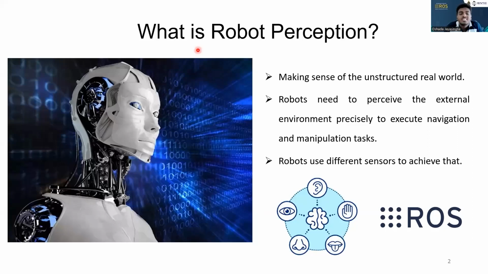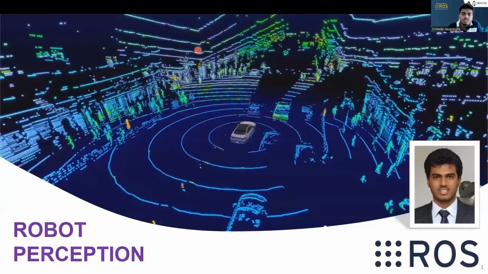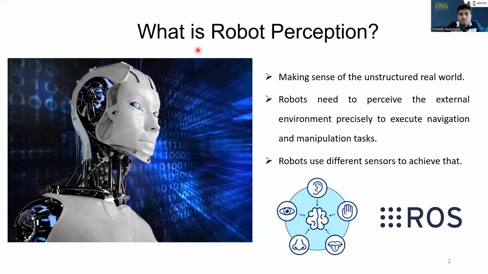So this section will be focused on robot perception. Let's first understand what the term robot perception is. As humans, we use different parts of our body to get an understanding of the environment that we are in. So robots also need to do that. It needs to have some understanding of the environment it is currently in before executing its navigational and manipulation tasks.